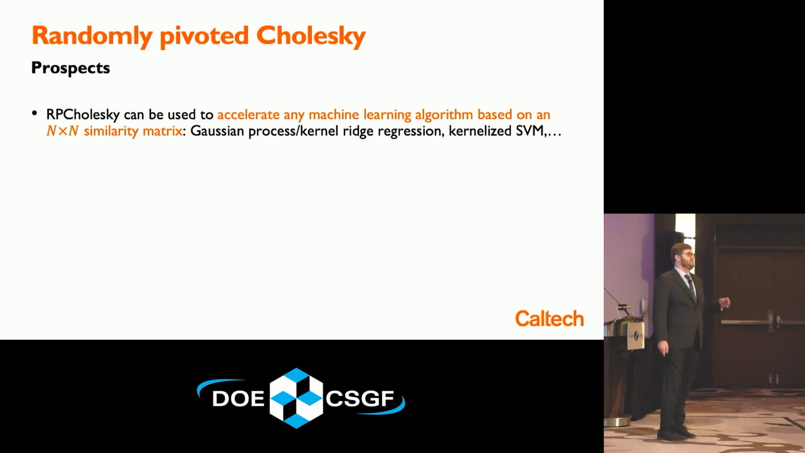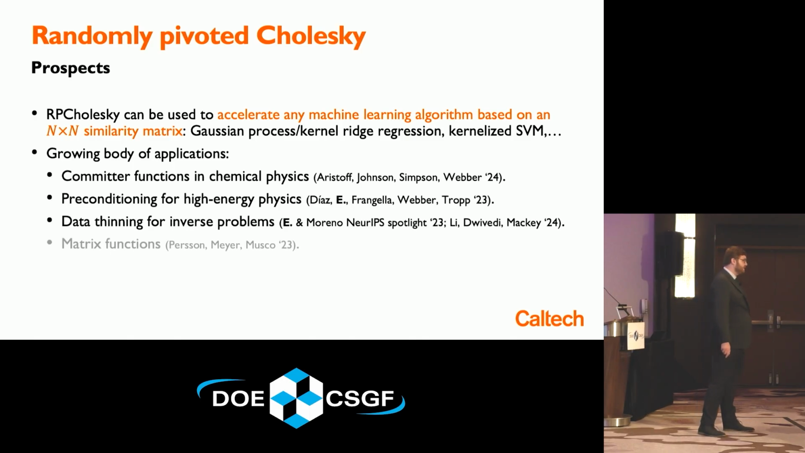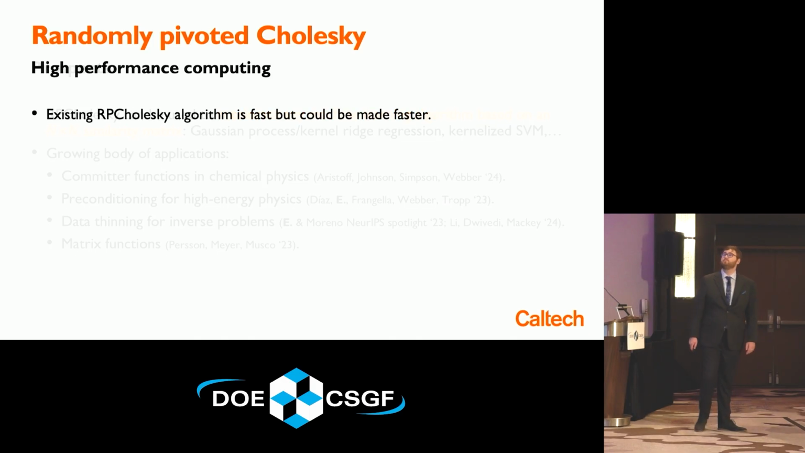Now, randomly pivoted Cholesky is not just a method for spectral clustering. If you have any scientific machine learning algorithm that is based on a positive semi-definite similarity matrix, so Gaussian process regression, kernelized SVM, you can use randomly pivoted Cholesky to accelerate it. And it's been really exciting over the past several years to see a growing body of different papers in different areas of science and machine learning applying randomly pivoted Cholesky to different scientific problems.